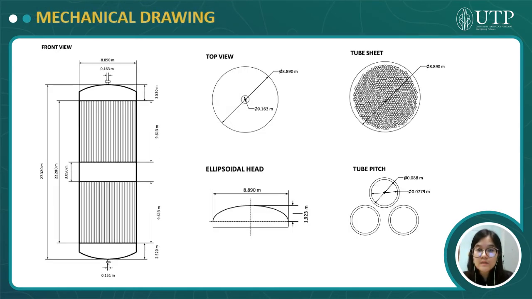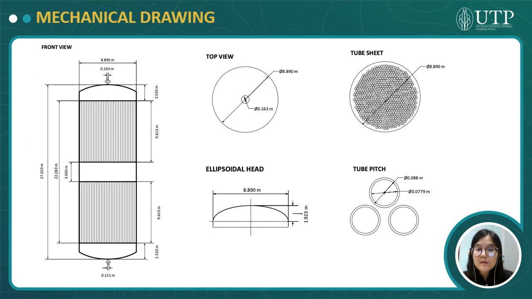Now this is the mechanical drawing of our hydro finishing reactor. From the diagram, the reactor has two beds, the upper side and the lower side, and it is divided by the quenching space. Then the ellipsoidal type of head is selected for our reactor head because it is more economical than other types of reactor head like torispherical head and hemispherical head.